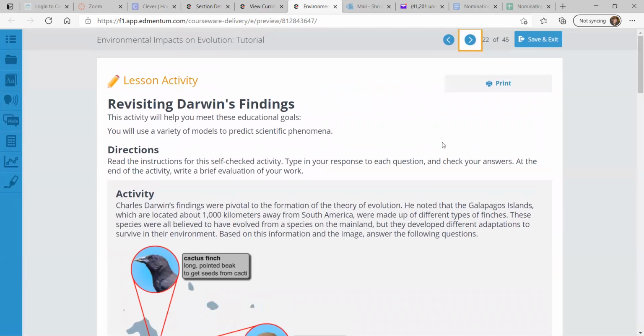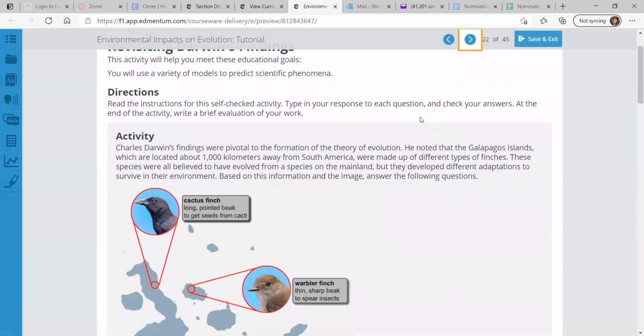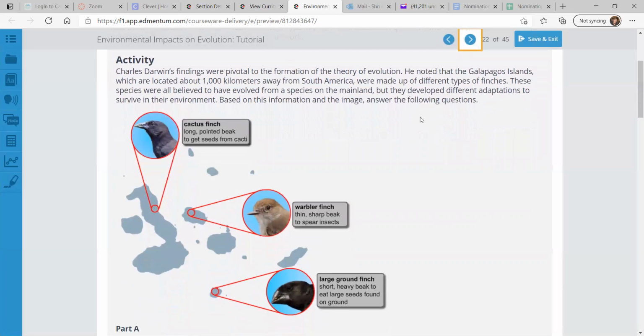So that brings us to an activity called Revisiting Darwin's Findings. Charles Darwin's findings were pivotal to the formation of the theory of evolution. He noted that the Galapagos Islands are located about 1,000 kilometers away from South America.